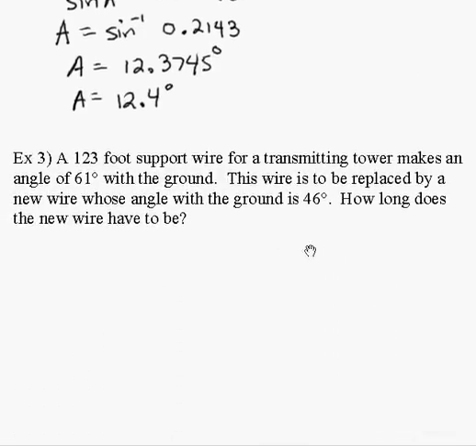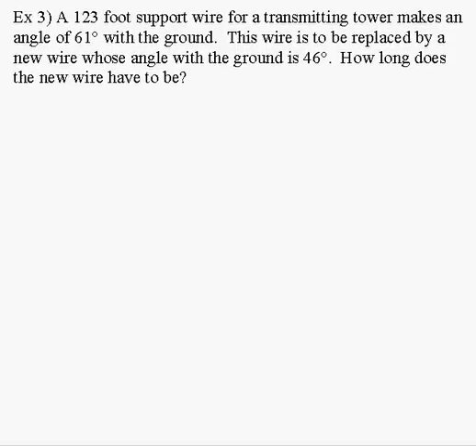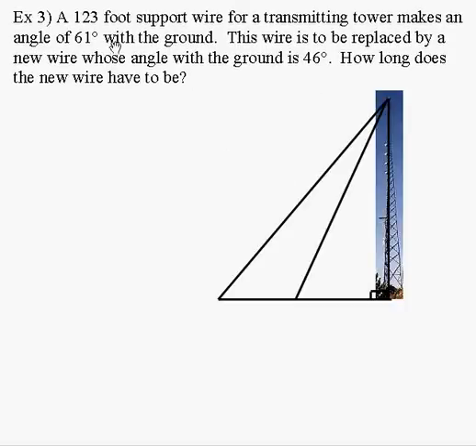All right, let's look at a real-life situation expressed in sentences. Here we have a 123-foot support wire for a transmitting tower. It makes an angle of 61 degrees with the ground. So here's our 123-foot wire. Here's our angle of 61 degrees that it makes with the ground. And this wire is to be replaced by a new wire. It's going to be longer because its angle with the ground is 46 degrees. What we need to know is how long is that.